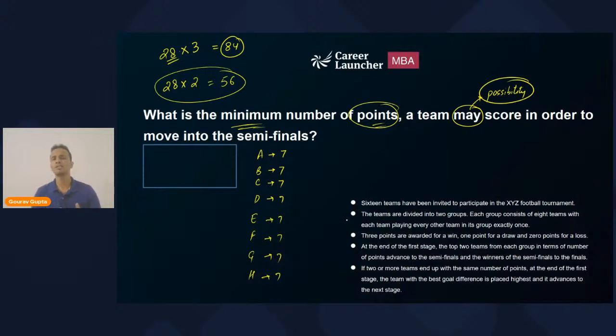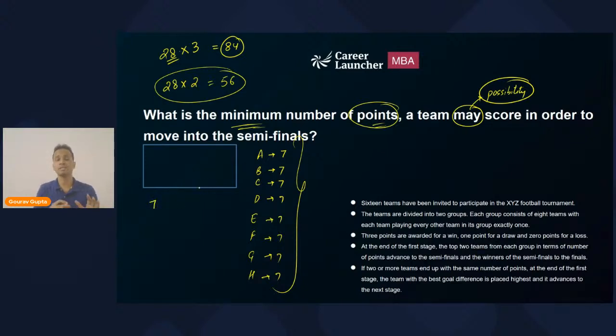Now the team who has scored more number of goals will be at the top of the table, and the others will be at the bottom of the table, right? So this may be one hypothetical scenario when all the matches will result in a draw. Every team will have 7 points at the end of the first stage, and any two of these teams will qualify for the semifinals, right? Clear? So I can say that the answer can be 7.